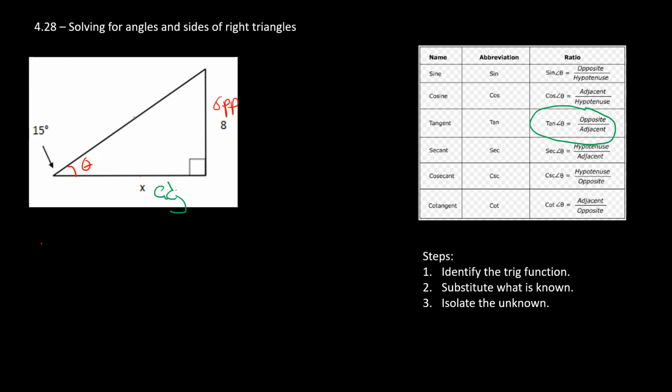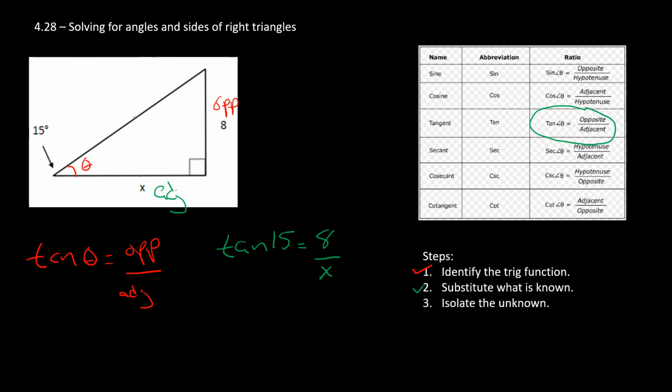So we can say tan theta is equal to opposite over adjacent. So we identified our trig function. Let's start substituting what we know. We can say tangent of theta, in this case theta is 15 degrees, equals opposite is 8 over our adjacent value, which is x. Okay, so we've got our substitution done.